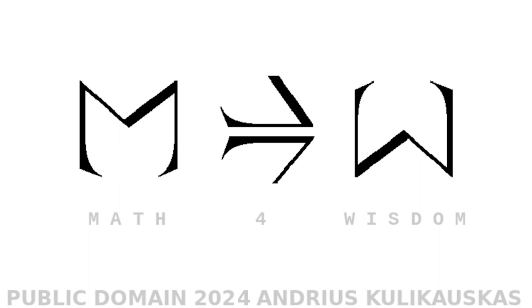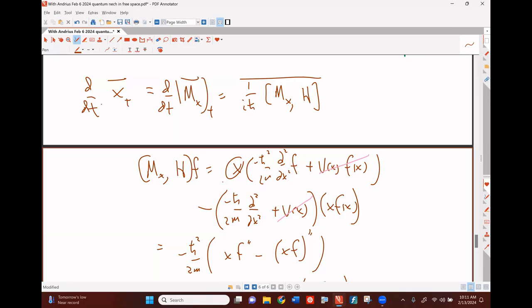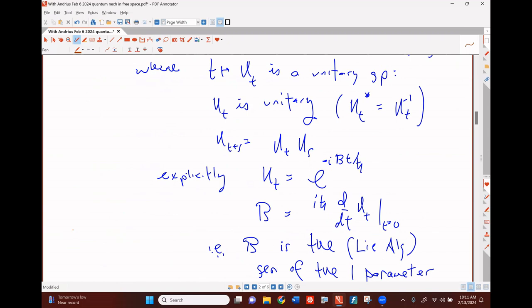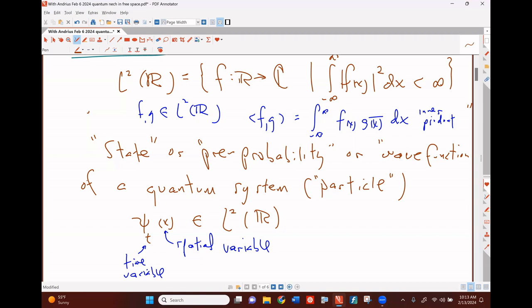So we'll continue from where we left off last time. Let me grab those notes. So last time, let's sweep through briefly what we did last time. Last time, what did we do? We talked about the basic setup of quantum mechanics. So we talked about the basic quantum mechanical setup.